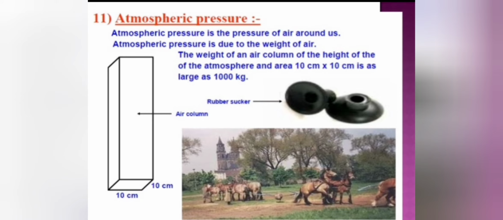Now we know that air is around us. The air also exerts pressure, and the air around the earth is called the atmosphere. The envelope of air that surrounds the earth is called the atmosphere, and this atmosphere exerts pressure on the earth and all the objects on the earth, and we call it atmospheric pressure. The atmospheric pressure is the pressure of air around us, and it is due to the weight of the air. The weight of an air column of the height of the atmosphere and area 10 cm by 10 cm is as large as 1000 kg.